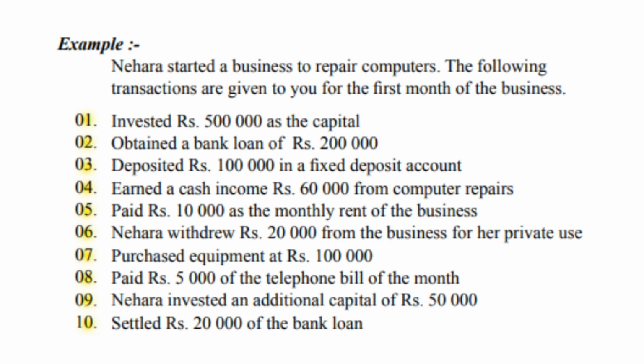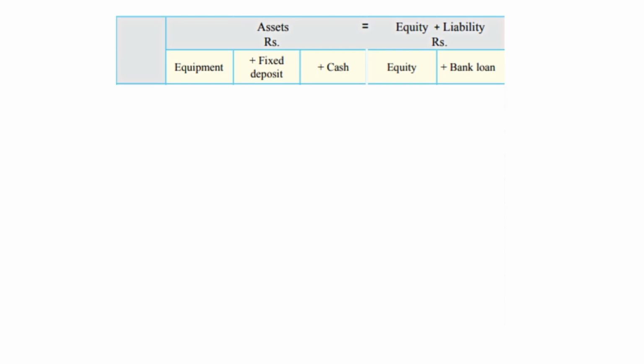So next we have to draw a table containing the equation, dividing the columns for assets, liabilities, and equity. You have to draw it like this. For equity we do not need to divide columns. So now let's record the transactions in the accounting equation.